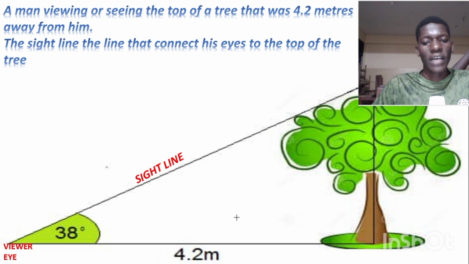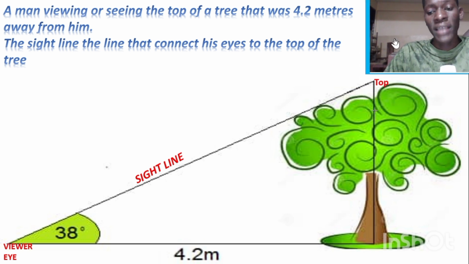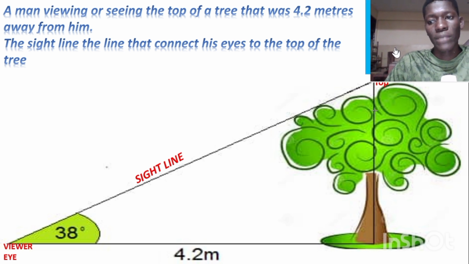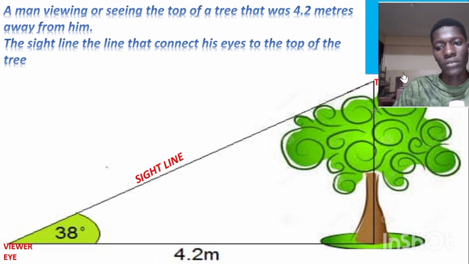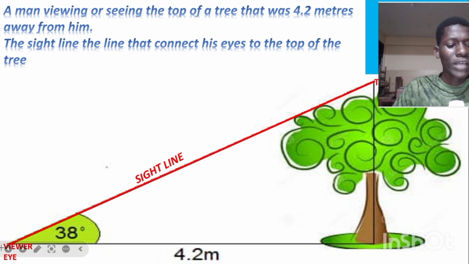So this is another picture. A man viewing the top of the tree was 4.2 meters away from the tree. The sight line is the line that connects the person's eye to the top of the tree. So this is the top of the tree, and this is the viewer's eye. The viewer is here. This line that connects the top of the tree to the viewer's eye is called the line of sight.